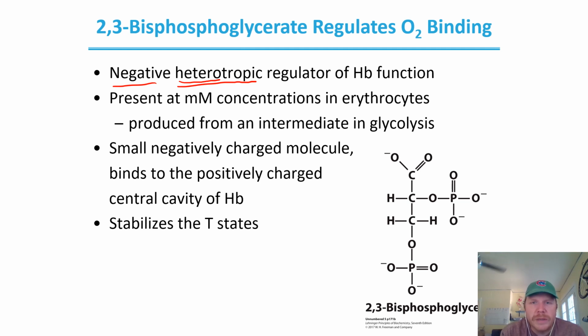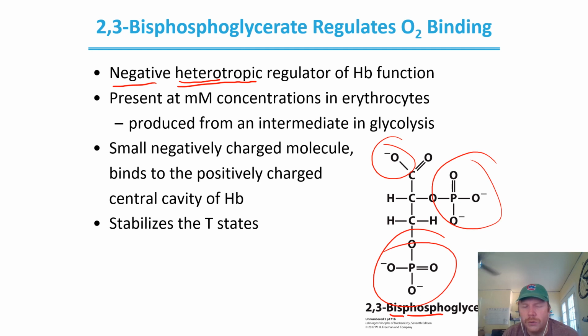So 2,3-bisphosphoglycerate is present at millimolar concentrations in erythrocytes, and it's produced from an intermediate in glycolysis in our glucose metabolism. It's a small negatively charged molecule, 2,3-bisphospho. We've got two phosphate groups there. So here's a negative charge, but here are our two phosphate groups. The small negatively charged molecule binds to the positively charged central cavity of hemoglobin. And what this is going to do is stabilize that T state.